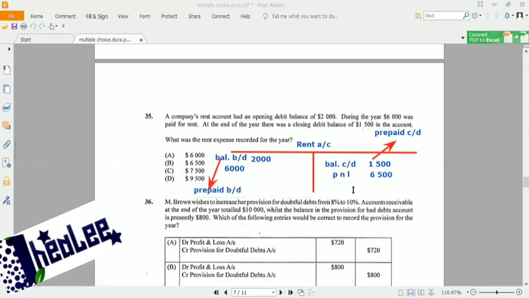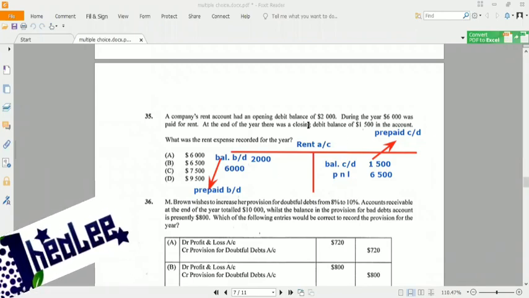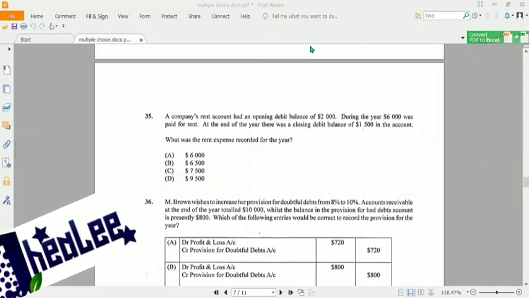That opens up your knowledge in terms of accruals and prepayments. If they were on the opposite side, then that would be accruals. Alrighty? So based on the calculation, our response is B.